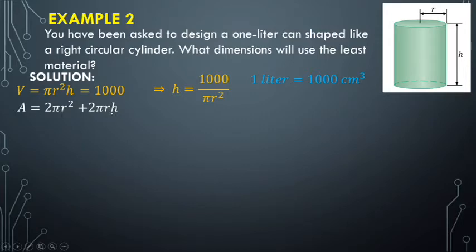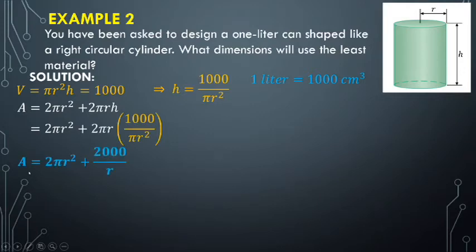Now, since meron tayong dalawang variable, kailangan lang natin ng isa. Since ginamit natin ito for the relationship between h and r, so substitute natin. H is equal to 1,000 over pi r squared. Substitute natin. Now, the area is a function of one variable r. So, area is equal to 2 pi r squared plus 2,000. So, 2 times 1,000 over pi r squared times 2 pi r, cancel yung isang r.